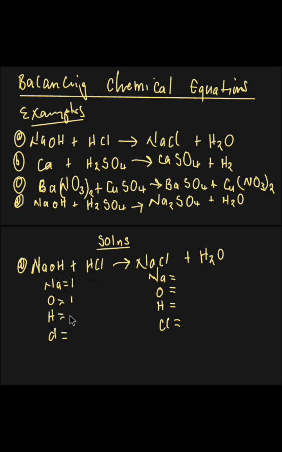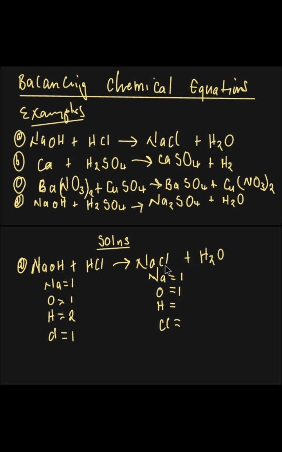So there's nothing like guessing. What you are seeing is what is happening. Then chlorine, you have how many? You have one, so you write one. Then you move to the product side. How many atoms of sodium are you seeing? Not that you think are supposed to be there, but how many are actually there? From what we are seeing here, we have one. What about oxygen? We have one.